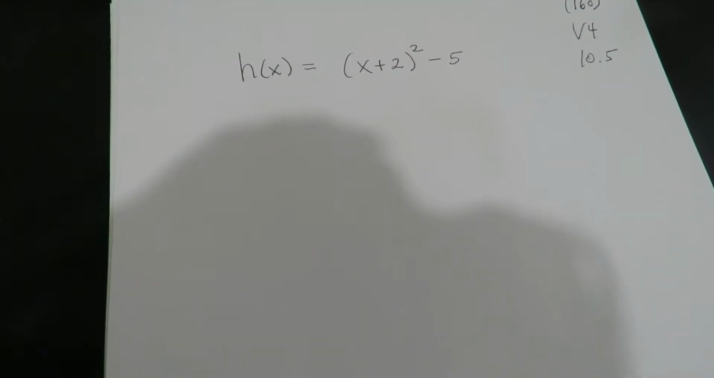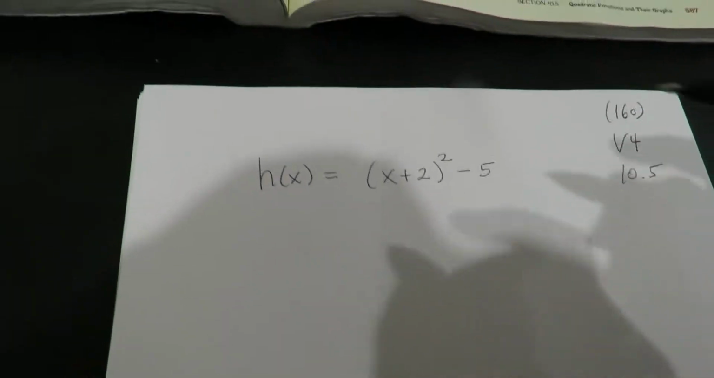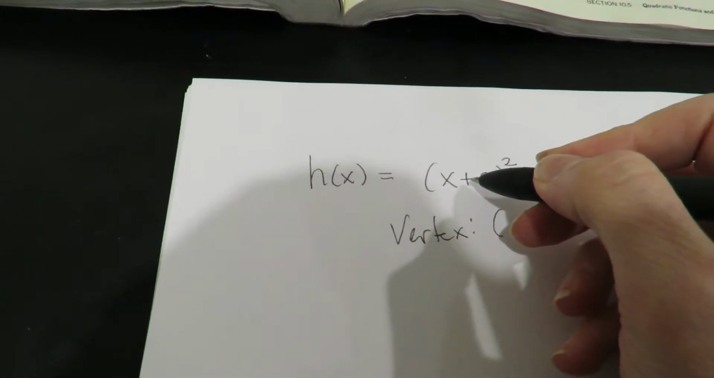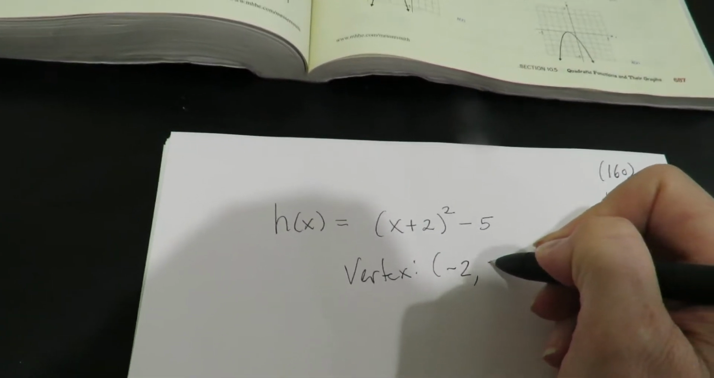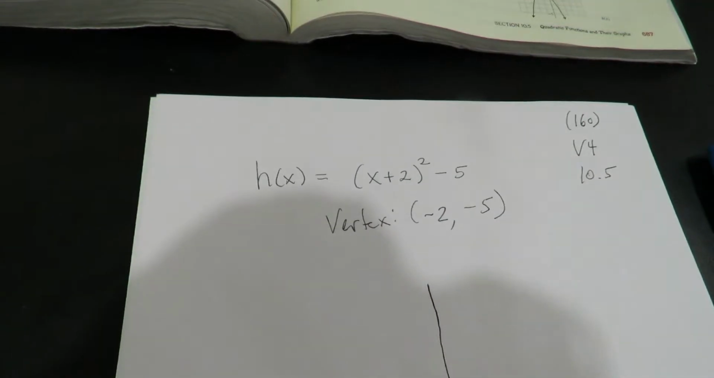This one's a little more complicated. You're going to need your calculator for this one. So let's first find the vertex. The vertex again is the opposite of the inside, so it's -2, same as the outside, so it's -5. Okay, I'm going to put that on my graph.